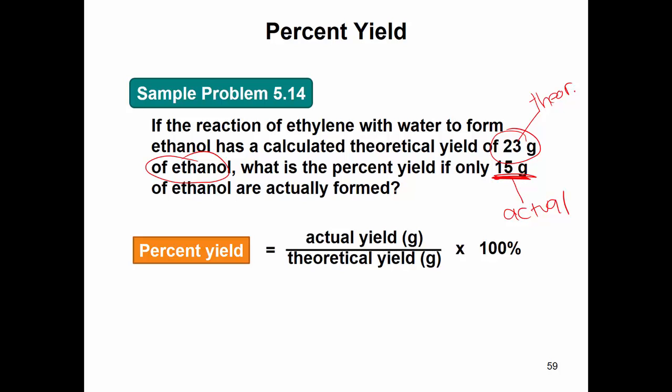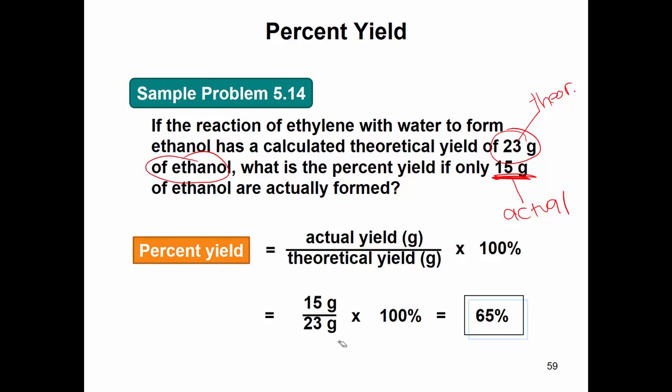To get a percent yield, you take actual over theoretical times 100. Here we have 15 is our actual divided by 23 times 100, and so we get 65%. So our percent yield for this reaction would be 65%. If you accidentally swap these, you're going to get a number over 100%. That right away should tell you that you did something wrong, and that you need to change those around.